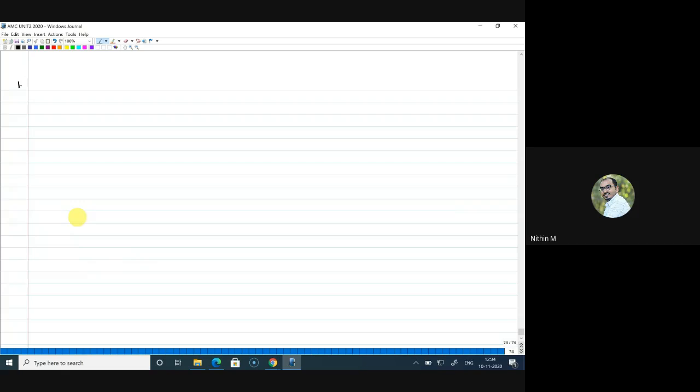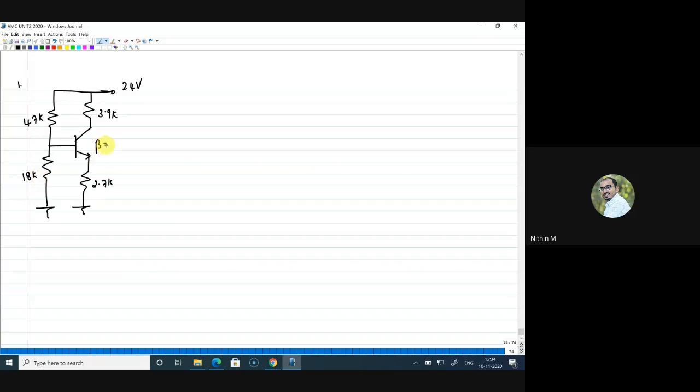The first question. The voltage divider biasing circuit was given, and you were asked to find the operating point of the NPN transistor. Let me redraw the question here. This is 2.7K. This is 3.9K. This is 24 volts. This is 47K. This is 18K. And given that the beta value is 75. So this is the question given. You are asked to find the operating point of the NPN transistor.